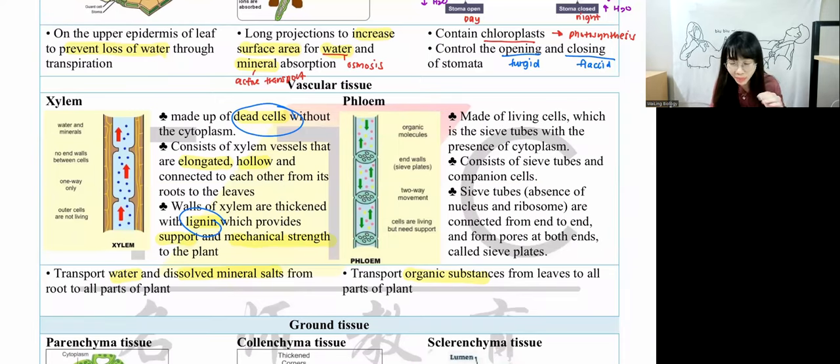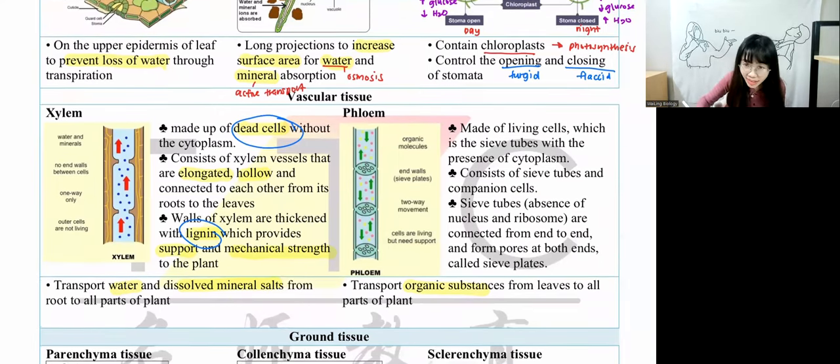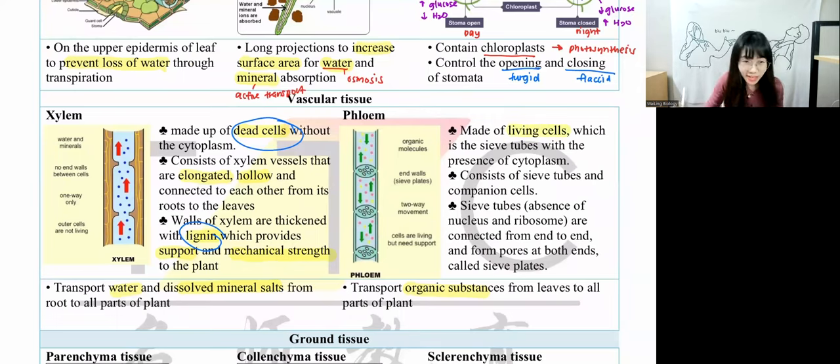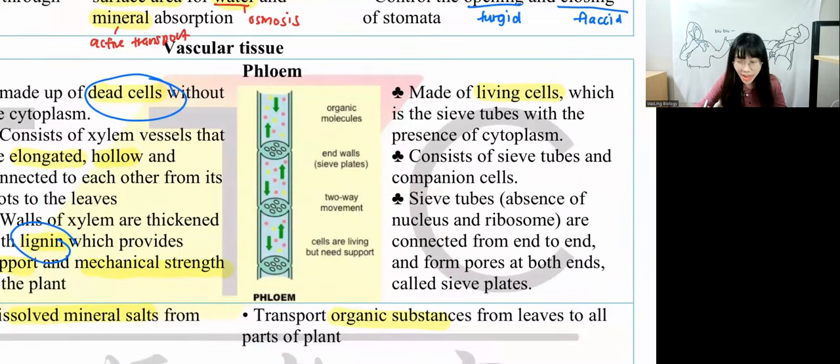So for phloem, they are made of living cell. One is dead cell, one is living cell. Dead cell means what? They have no nucleus, there's no cytoplasm. But living cell means what? It means they have a nucleus, they have a cytoplasm. I know in this diagram, you cannot see there's a nucleus, but actually, phloem, they have one more cell at the side. You can draw at the side over here. We have one more cell over here.